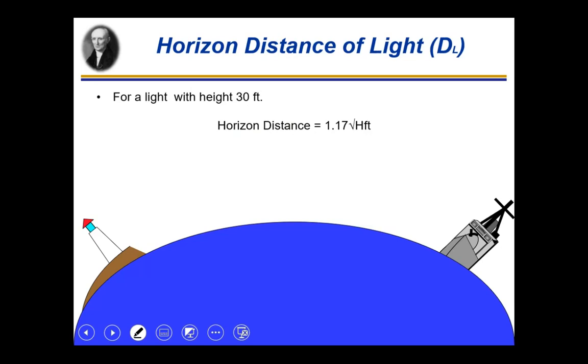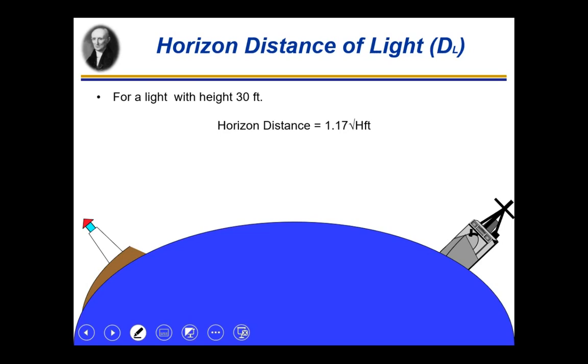Awesome. So now we know how and where to find the data we need to compute visibility of light. Time to compute geographic range. Geographic range is the maximum distance a light can be seen by an observer based upon the height of the light, the height of the observer, and the curvature of the Earth. When computing geographic range, we need to first determine the horizon distance of both the light and the observer.